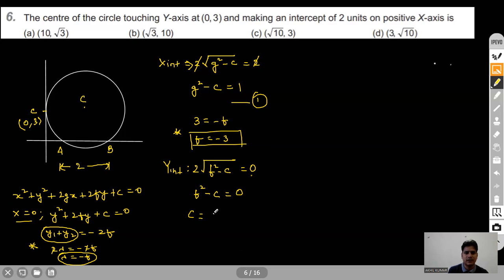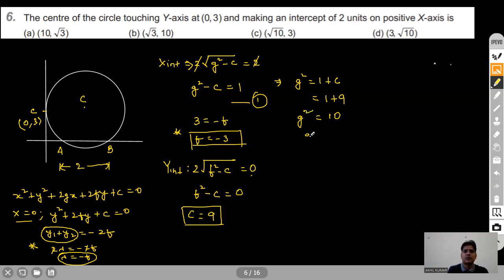f square is nothing but 9. So we got the value of c here. Putting the value of c here, we get g square is equal to 1 plus c. That means g square is equal to 1 plus 9, right? And what we got as c? c is nothing but 9. So g square is equal to 10. g square is coming out to be 10.